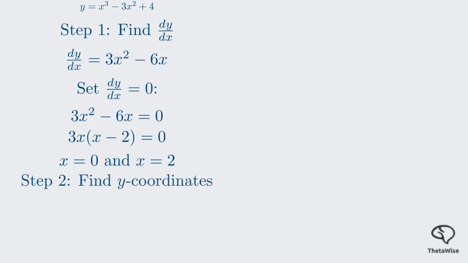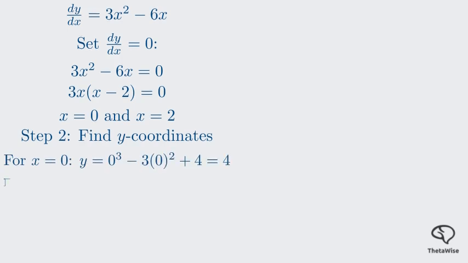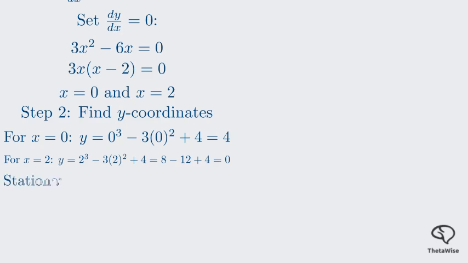Now, don't forget that a point needs a y-coordinate. We must substitute these x values back into the original equation, not the derivative. For x equals 0, y equals 0 cubed minus 3 times 0 squared plus 4, which equals 4. For x equals 2, y equals 2 cubed minus 3 times 2 squared, plus 4, which equals 8 minus 12 plus 4, resulting in 0. So, our stationary points are at (0, 4) and (2, 0). We have found the locations, but we don't yet know what type of points they are.